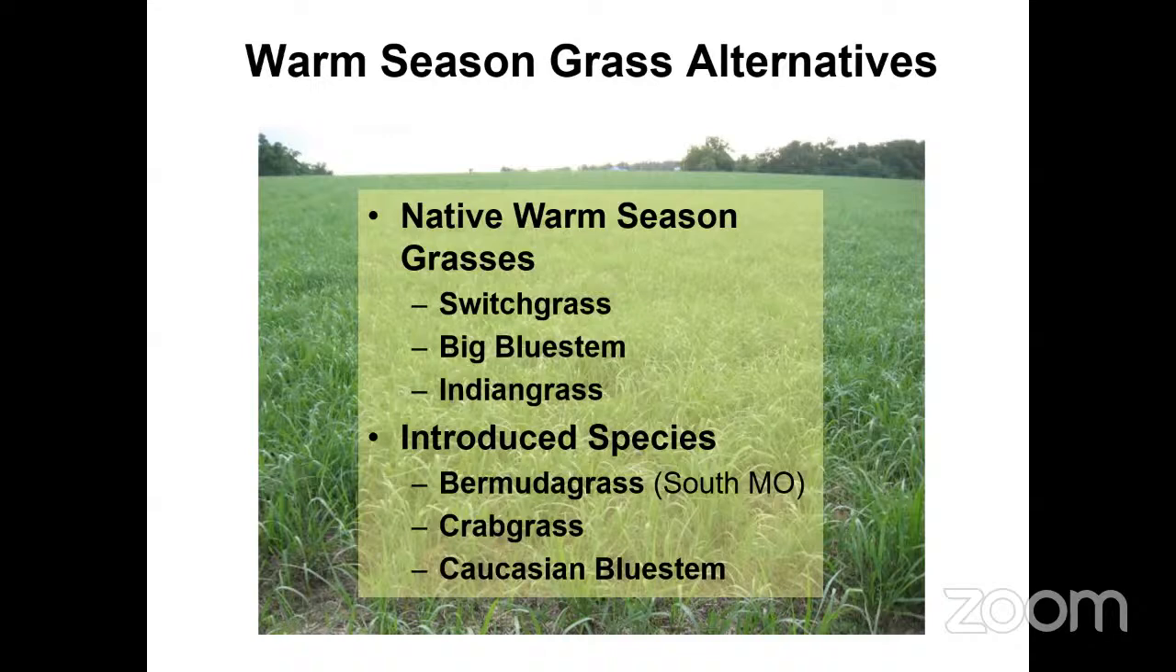And then of course the introduced species in South Missouri. There may be options for Bermudagrass, for crabgrass throughout the state. And in some cases, we've seen some Caucasian bluestem being used. And so these are pretty much probably our best options for warm season grasses. And this allows us to harvest in a drier time of the year, and we don't have to watch the weather quite as close. And they do a pretty good job of maintaining quality very well if harvested without concern for the weather.